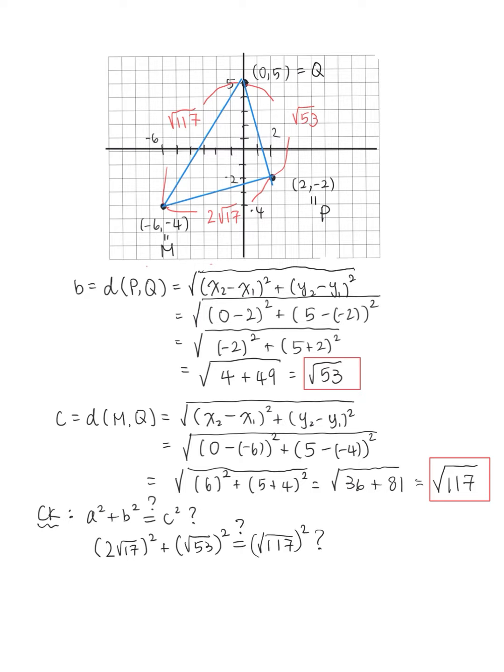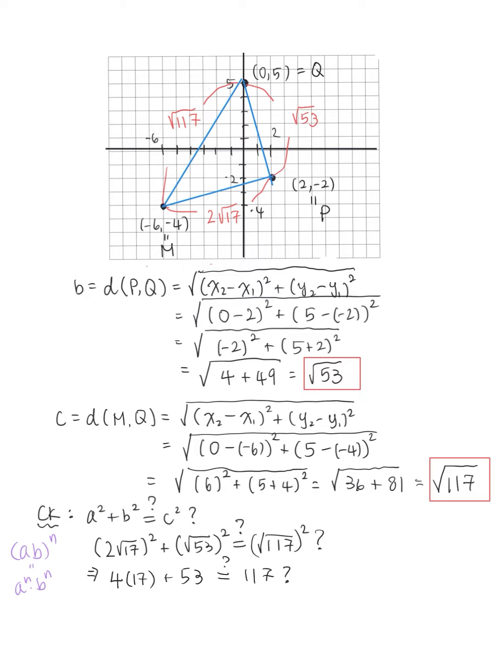squared? Okay, so then, if you forgot the properties of exponent, do you remember this one? If you have a times b to the n, that's a to the n times b to the n, which means that this exponent is going to be attached on the 2 and then also on the square root of 17. So then here, what we're going to get is 4 times 17, right? And then plus, now square root of 53 squared is just going to give us 53. Now the question is, is that going to give us 117?